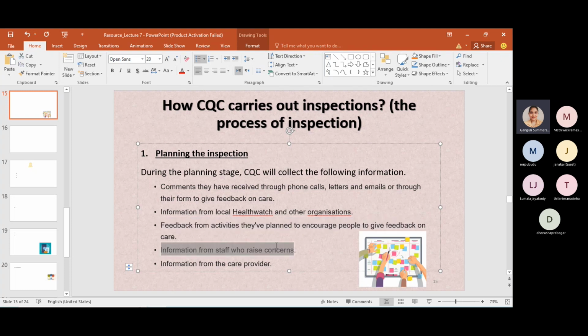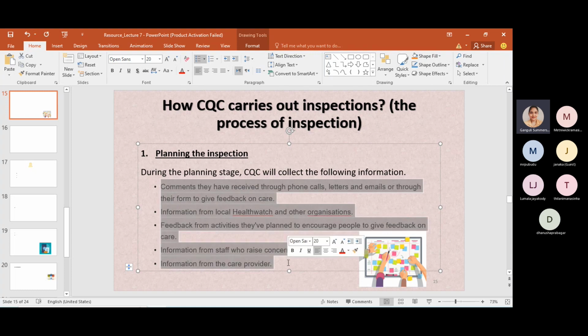They will also gather information from the staff who raise concerns, and from the care provider. These regulators are inspecting care providers, right? So the CQC will collect some information from the care provider they are going to inspect as well. During the planning stage, the CQC will collect all these sorts of information.